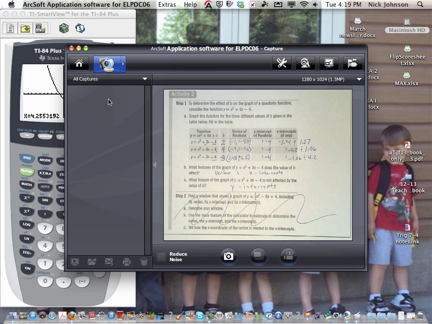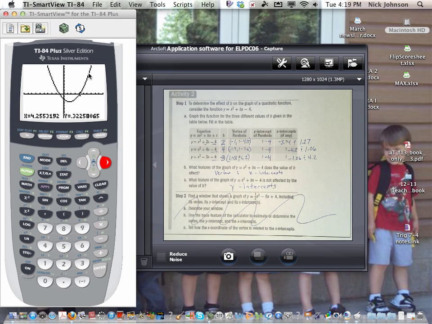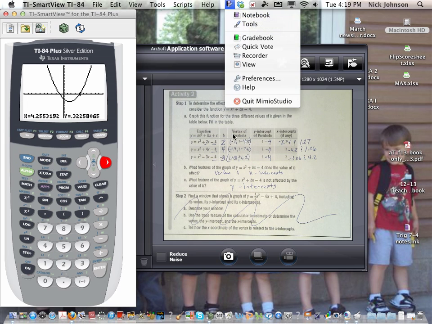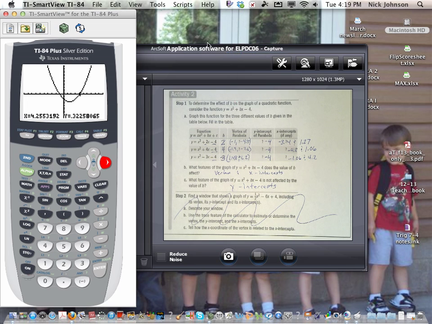Okay? And we're not going to do step 2, but you're going to want to make your graph big enough so you can see all these things. You can see your x-intercepts, you can see your y-intercept, and you can see your vertex. So some of you guys need to get really familiar with this calculator and using the window and making it bigger.